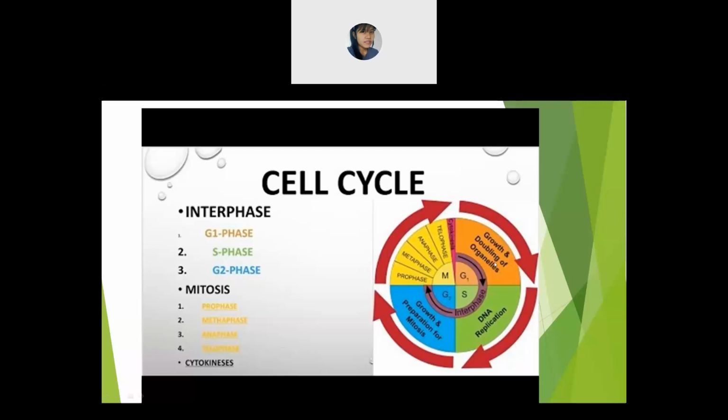So for that, what will they do? They will start preparing themselves. Okay, the first one is the G1 phase, you can say. So in this G1 phase, what you will be getting, you will get that there will be growth and doubling of organelles. Means double formation of organelles you will get, and as well as growth formation also you will get. Okay, are you clear about G1 phase now?